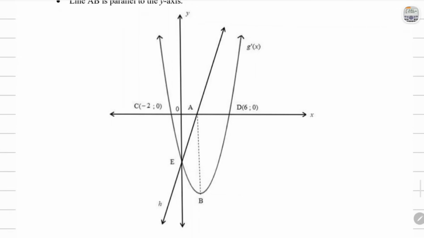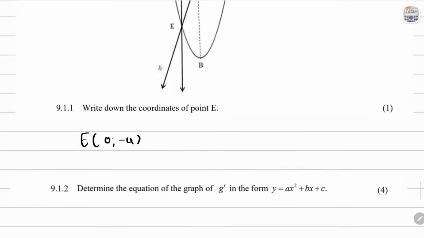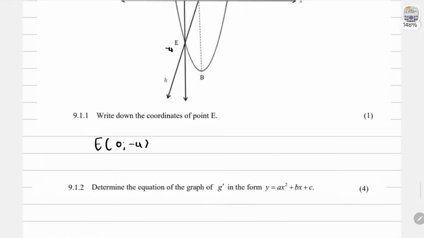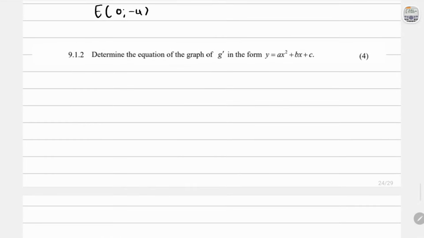As you can see, we have the x-intercepts. And then we also have one more point because we just found a point. We found the point E. So this is more than enough because they've given us x-intercepts. So we'll just keep in mind that that is -4. And here we can find the equation of this.